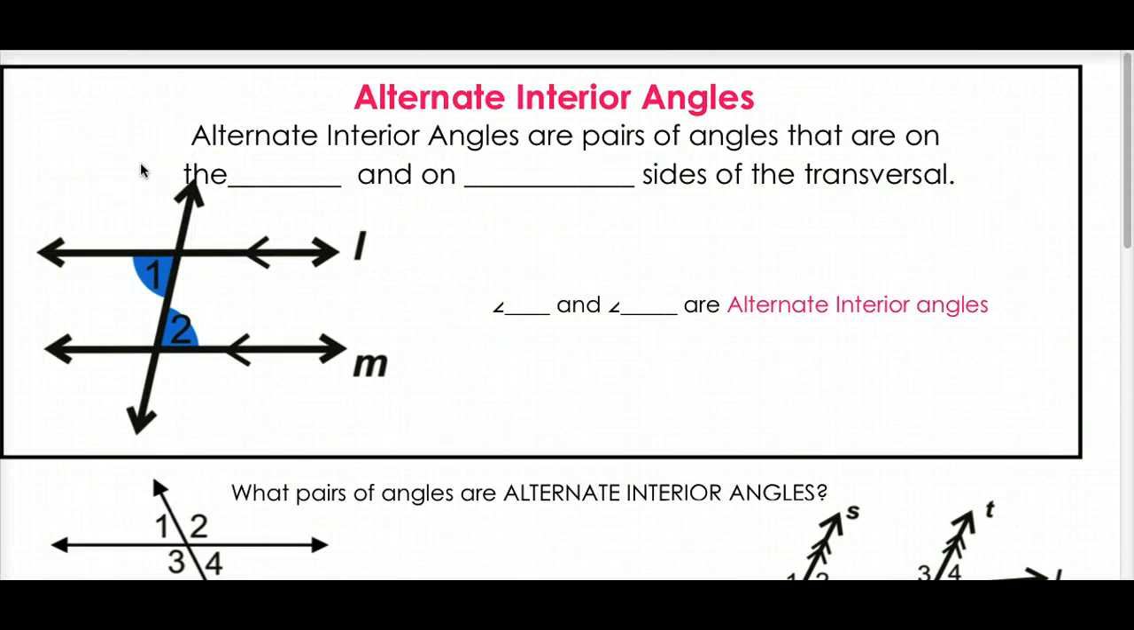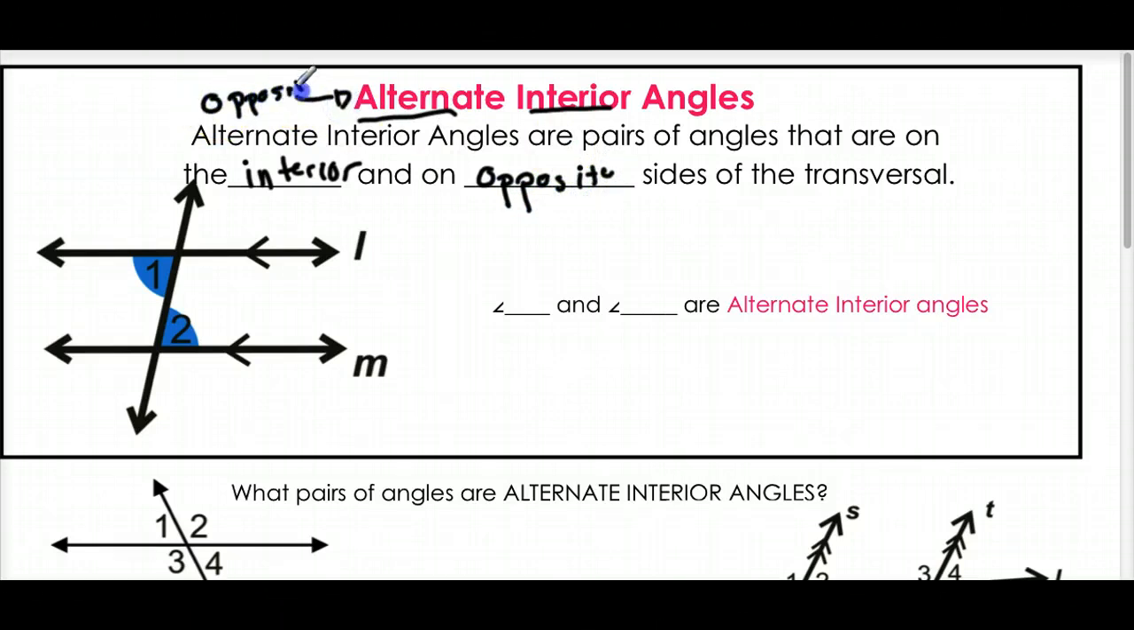So when you have a transversal that goes through two lines, there are different angle pairs that are created. Now the first one we're going to talk about are alternate interior angles. Now it has a name for a reason. Check it out. Alternate interior angles are pairs of angles that are on the interior, right? They're alternate interior angles, and on opposite sides of the transversal, okay? And that word is kind of conveyed in alternate, which also means opposite. So this is like opposite interior angles.